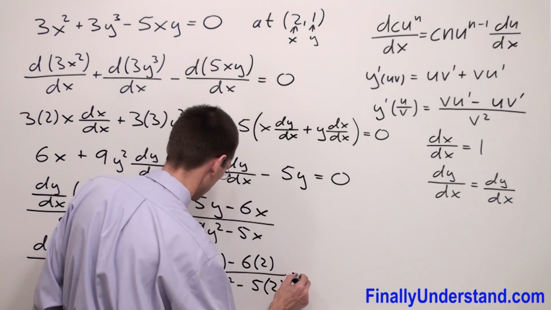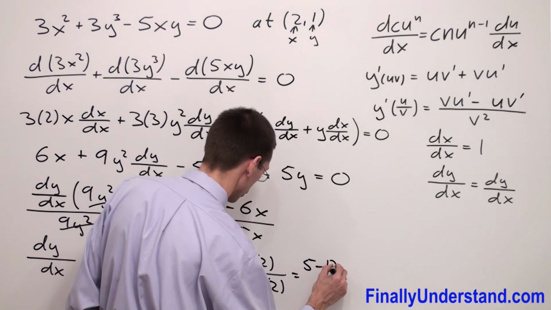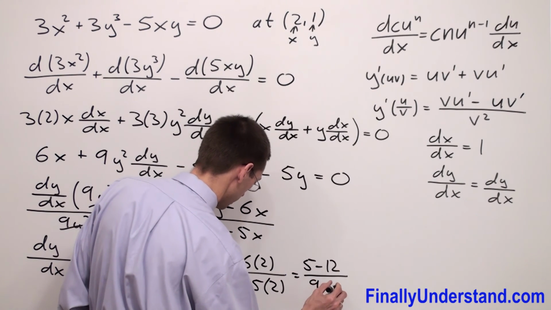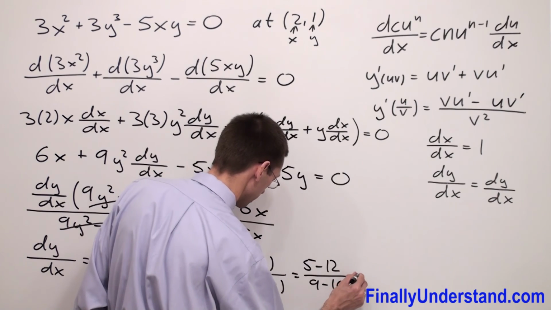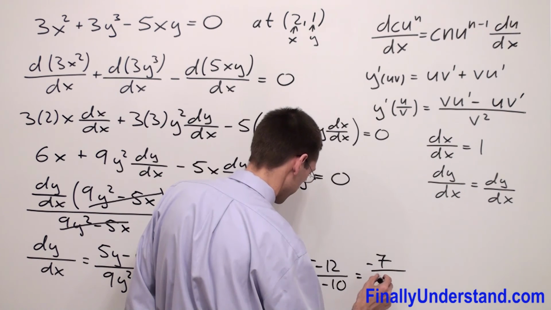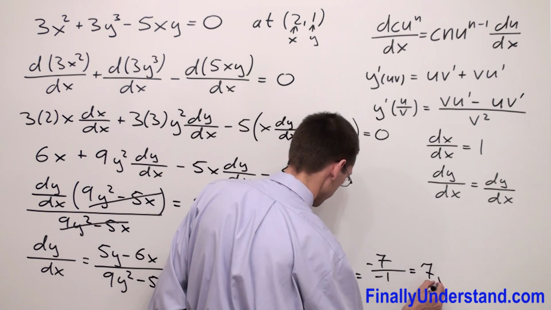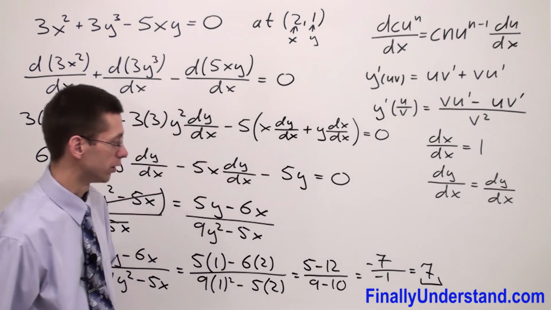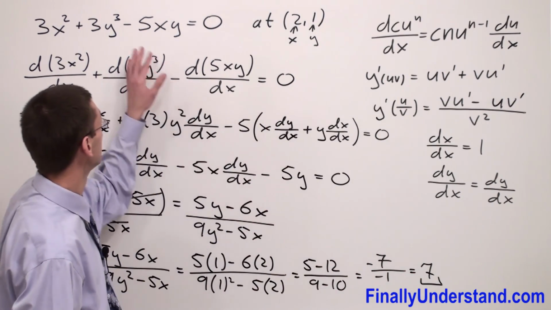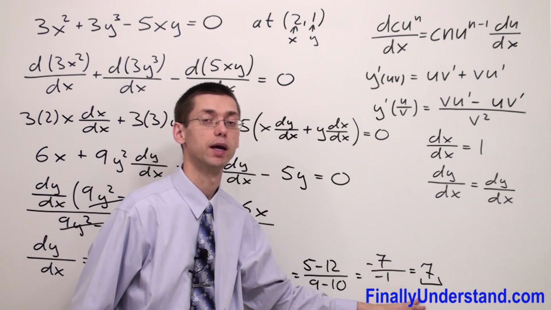This is equal to 5 times 1, which is 5, minus 12, over 9 minus 10. This is equal to negative 7 over negative 1. This is equal to 7. Okay? So the slope of the tangent to this curve at this point is equal to 7. And this is my answer to this problem.